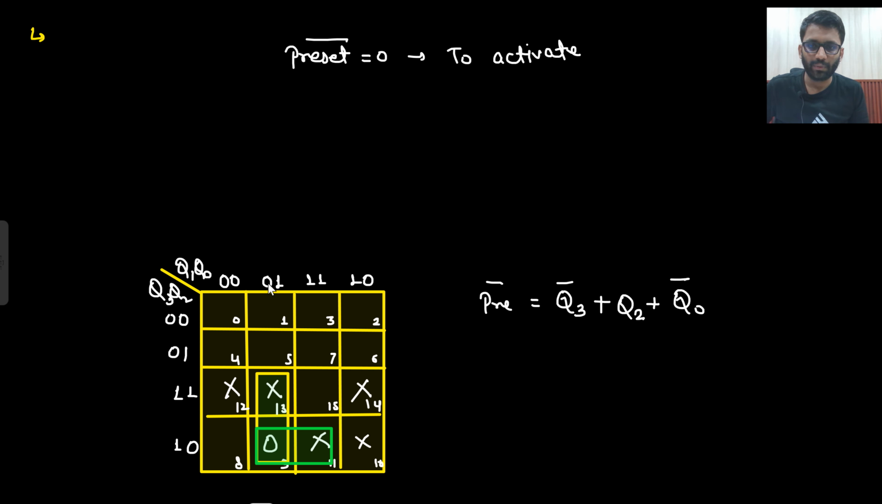Q3 bar plus Q2 and 1 is constant. So Q0 bar. And what could be the other answer? This could be the other answer. What is that? Here 1 is constant. So Q3 bar plus, in this one both are constant only. So Q1 plus Q0 bar.